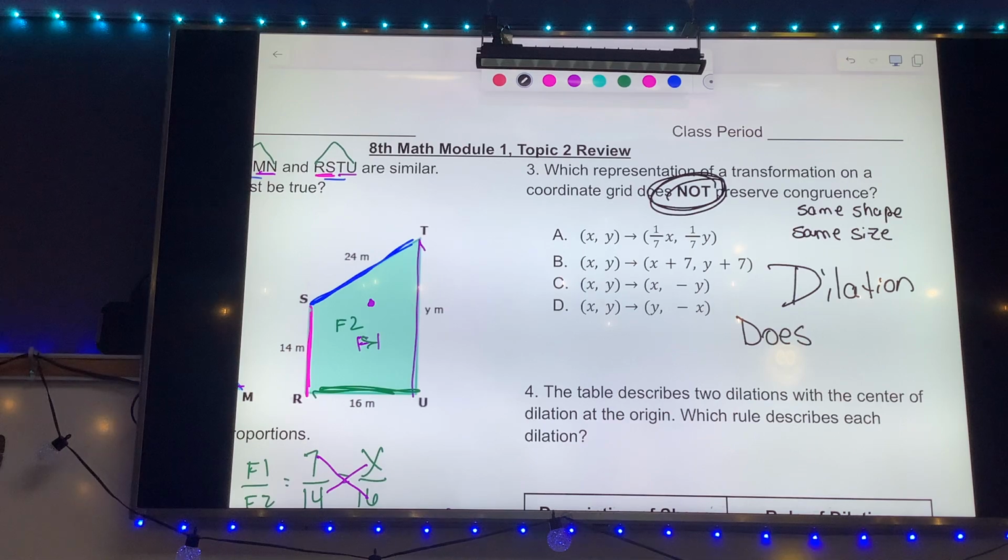Does not preserve congruency. Okay, so which one of these means dilation? Multiply. When we dilate, scale factor means to multiply. So I know I have to use the one that's multiplying, and automatically A is my answer.